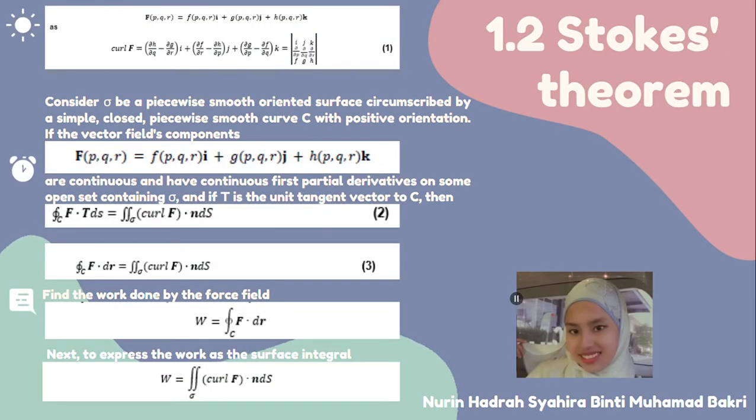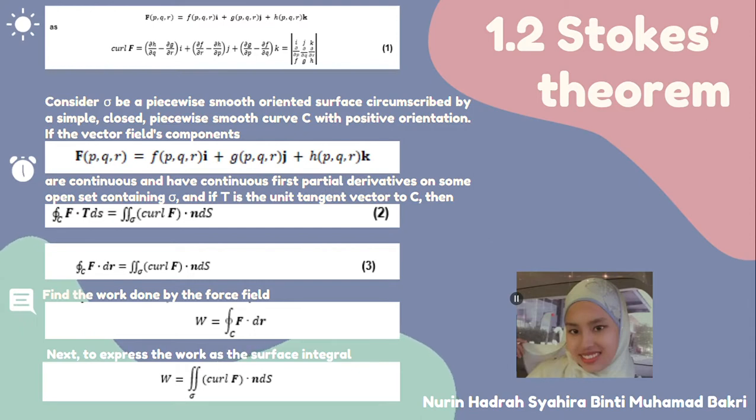Stokes' theorem states that the surface integral of the curl of a function across a surface bounded by a closed curve is equal to the line integral of the particular vector function around that curve. In this theorem, the curl of a vector function was defined as below in equation 1 given.